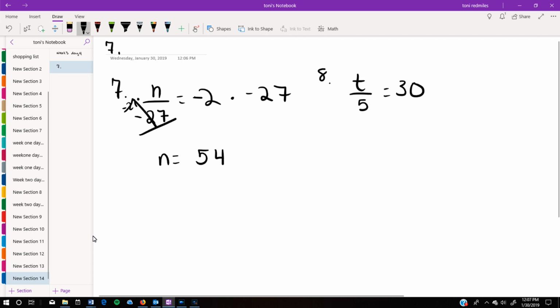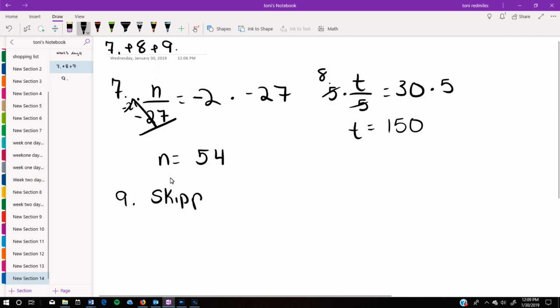All right, so the 5 is dividing the t, which means I've got to multiply that bad boy. Cancel, cancel, or give me a 1. 30 multiplied by 5 is going to give me 150. All right, so we're going to skip over.